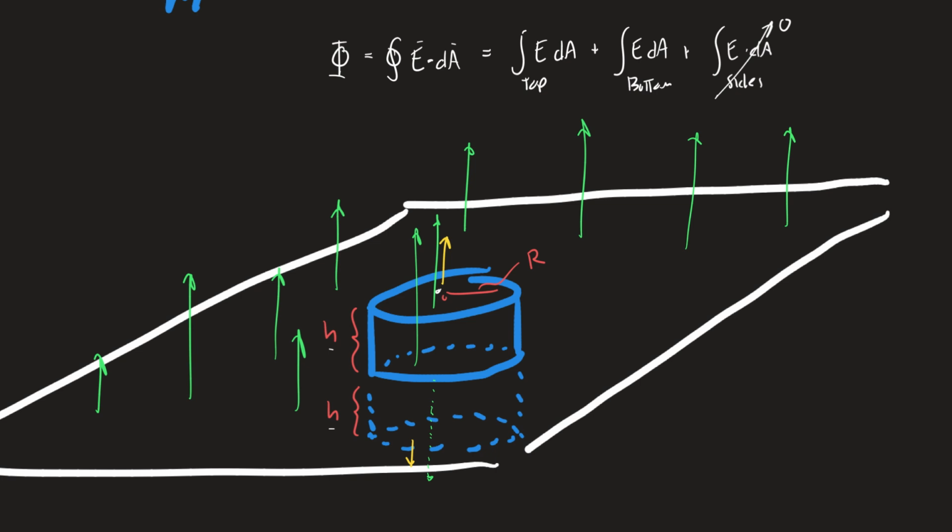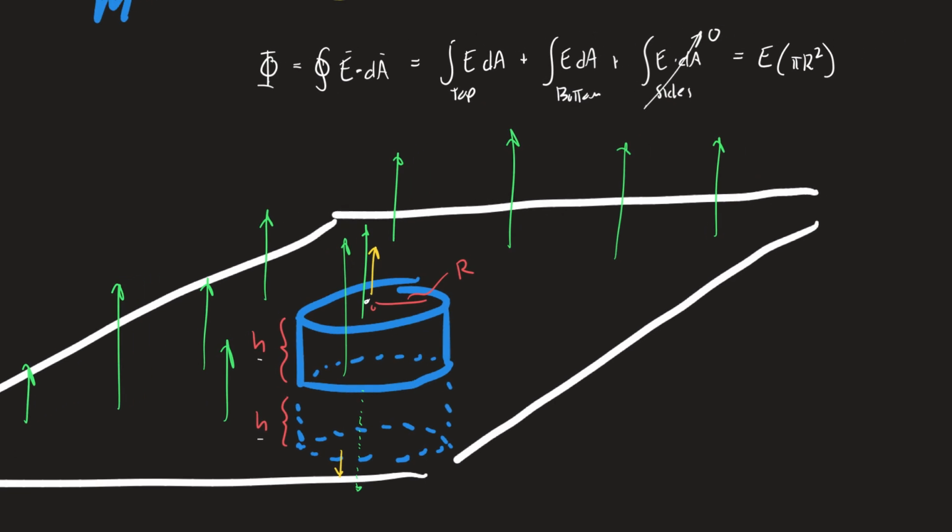With that, I think I'm going to have E times pi r squared for the top, plus E times pi r squared for the bottom. Does that make sense? So my total flux looks to be two E pi r squared. Does that make sense?